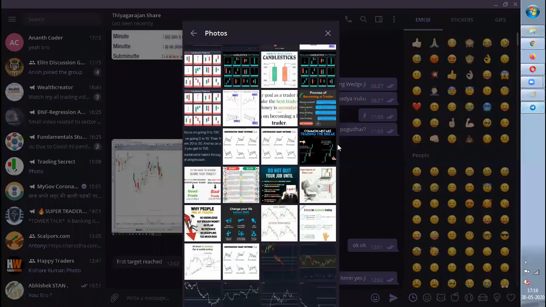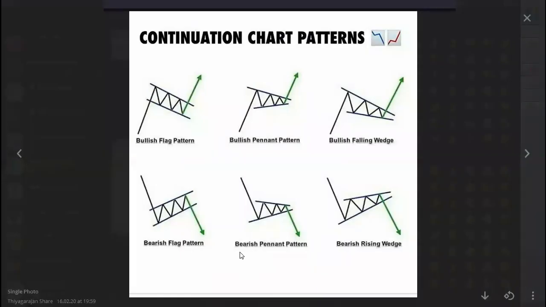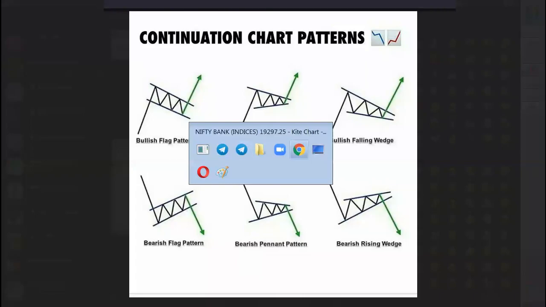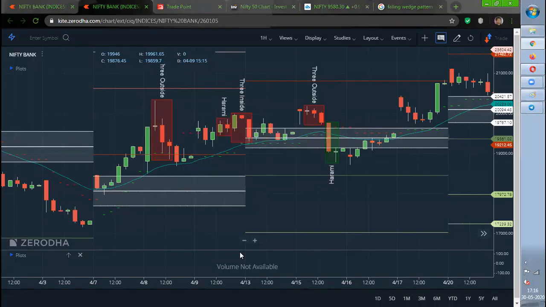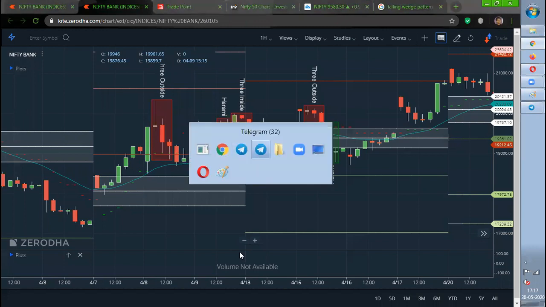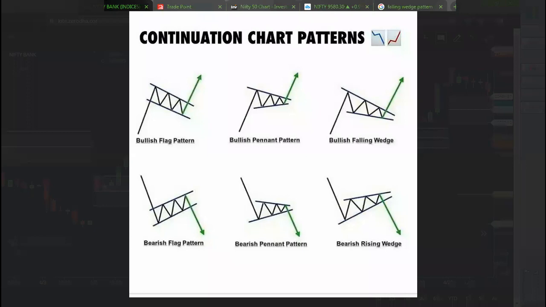So now I will just tell you what are the patterns you can trade. In the previous session, what I have told you is how to analyze a stock based on the candlestick patterns at the support and resistances. Now what we will see is there are some patterns where you can trust and take a trade. So this is the bullish flag pattern, bro.